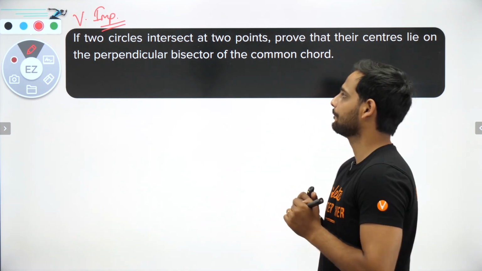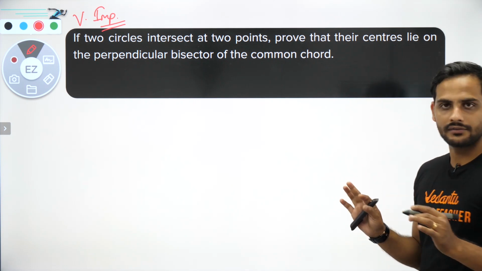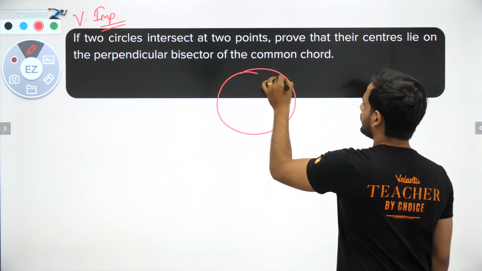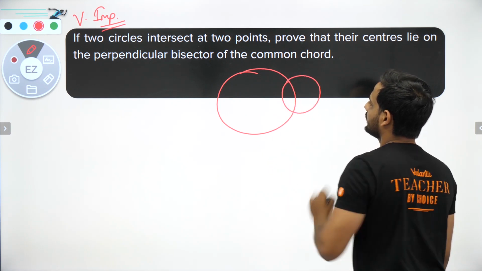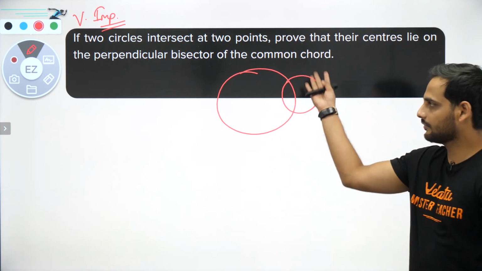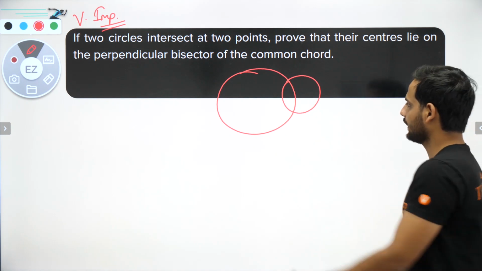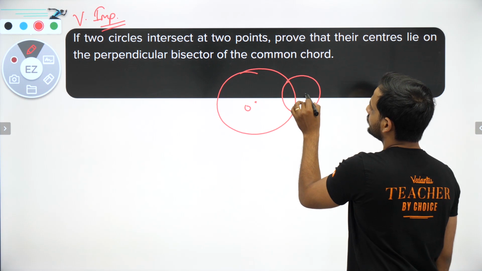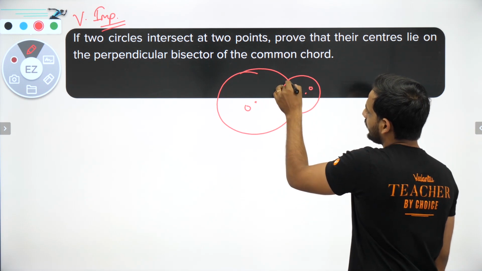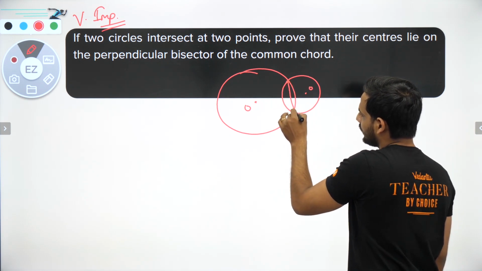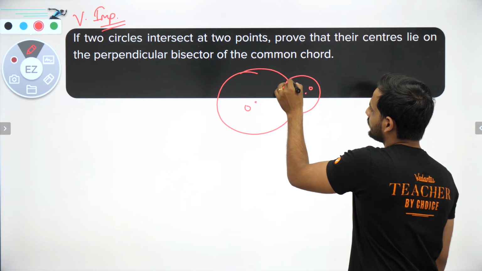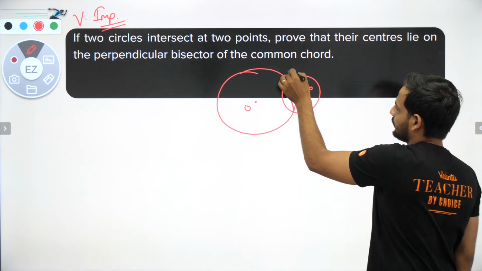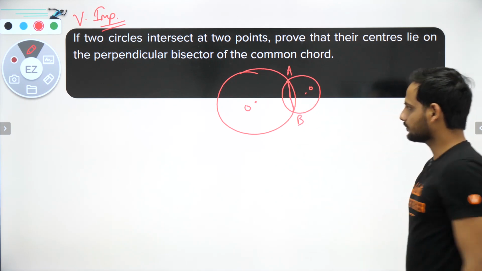Now see what is happening here. Two circles intersect at 2 points. So when two circles intersect at 2 points, that means the circles are intersecting something like this. They are not saying the circles are equal. Let's say this point is O, this point is O dash, and here you can see this is the common chord. How do you draw the common chord of two intersecting circles? Join the points of intersection. So let's say A and B is the common chord.